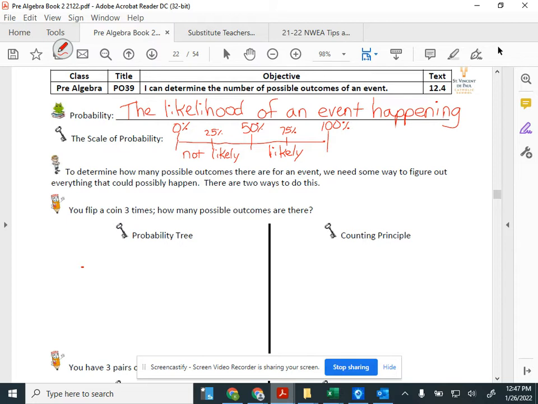To determine how many possible outcomes there are for an event, we need some way to figure out everything that could possibly happen. So there are two ways to do this. There's reasons why we would use each way. We're going to talk about the different ways. The first one is our probability tree.